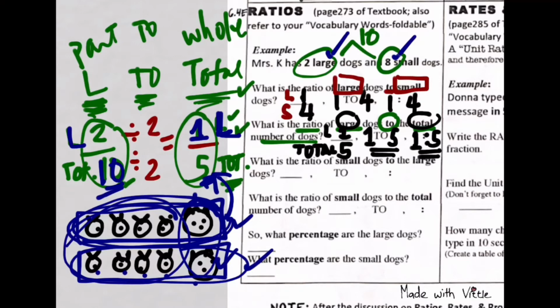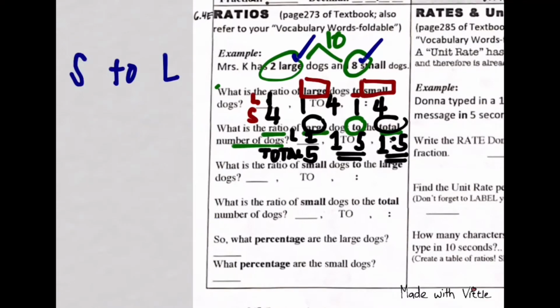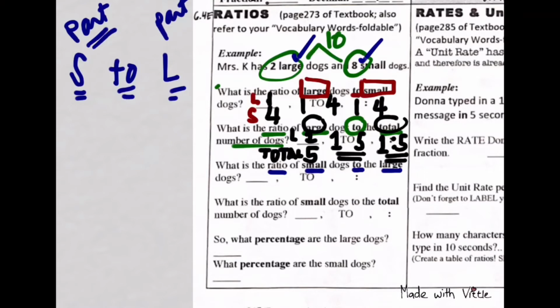Now let's move on to the next example. Now the next example is small to large. They want the ratio of small to large. So write down S to L. So that's like part to part, right? It's not the total we're comparing with. It's part small and part large.